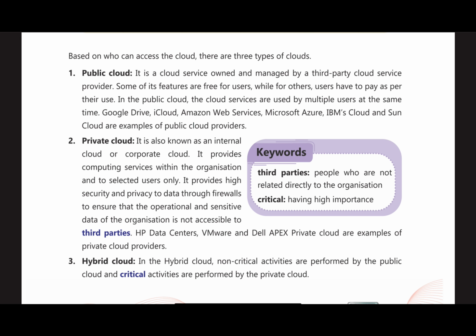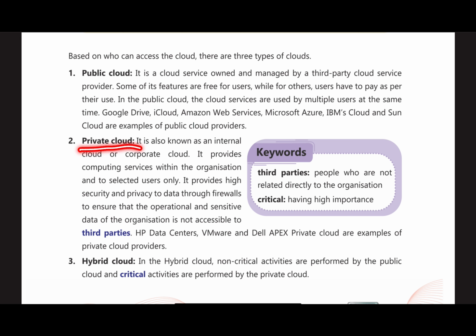But if I want more services, then they can charge. For a basic example, in a further topic we will learn that Google Drive provides us 15 GB of free data we can use. But if I want more than 15 GB, then I need to pay a particular amount for that. Understood? And one more thing, it is managed by third-party cloud services, not directly by the owners. It is managed by a third party. These are all the points of the public cloud.